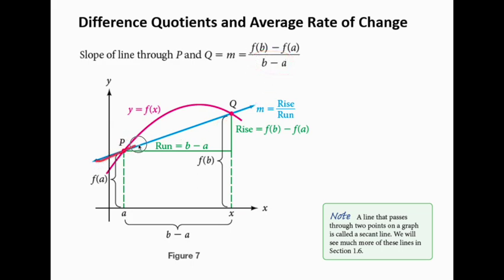This line here is called the secant line. This is when we have a line that passes through 2 points on some curve. A tangent line is a line that passes through just 1 point on the curve. It literally just touches it at that 1 point. So that would be a tangent line, and that's what we're leading up to. So the difference quotient is really just a way to represent the average rate of change between 2 points on a curve, A and B.